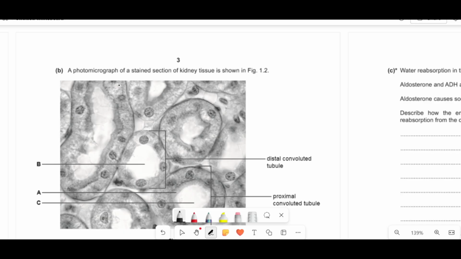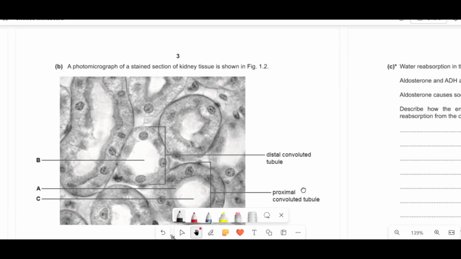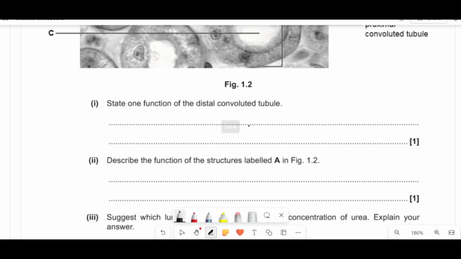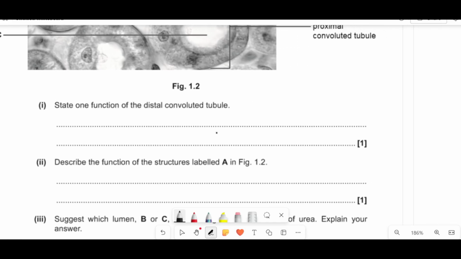So a photomicrograph of a stained section of kidney tissue is shown in figure 1.2, and they've very nicely labeled it for us. It says state one function of the distal convoluted tubule. The distal convoluted tubule has multiple purposes, one of which is that it can have varying amounts of aquaporins in it due to ADH, which means it can be involved in the reabsorption of water. So you could write that.